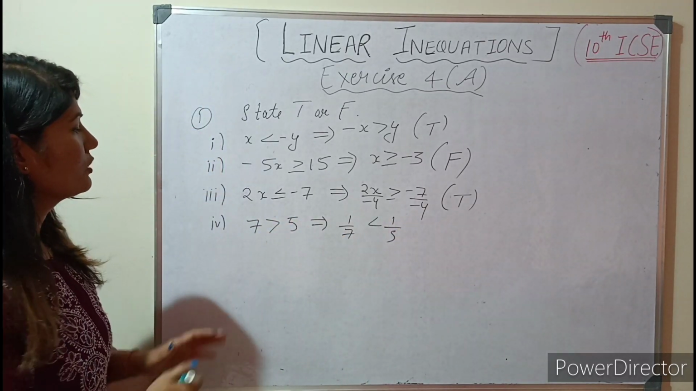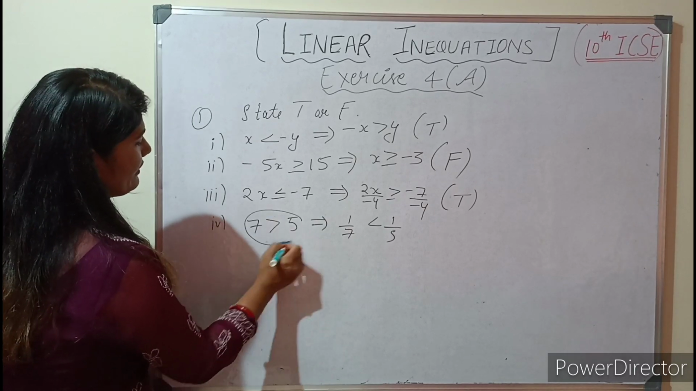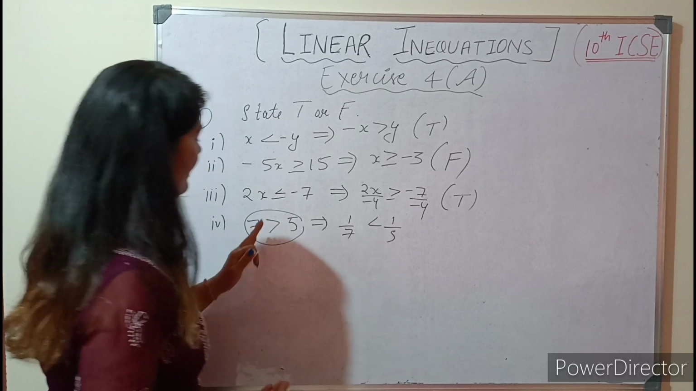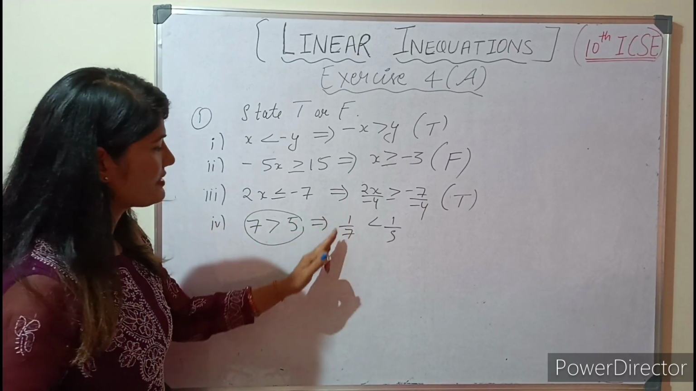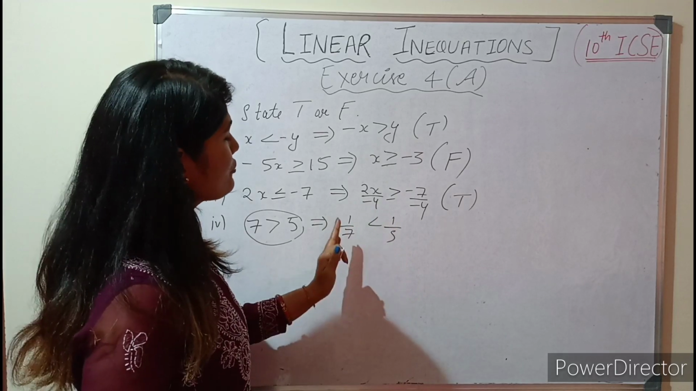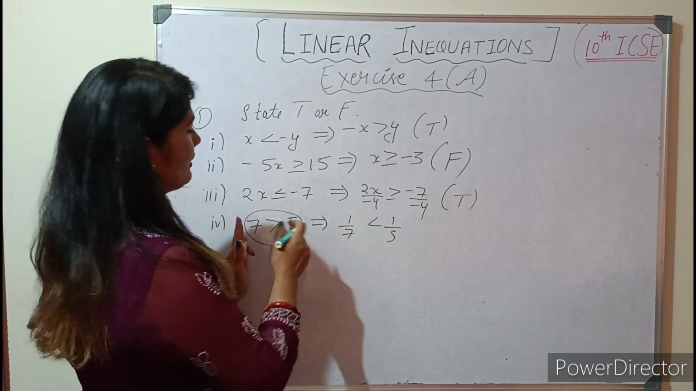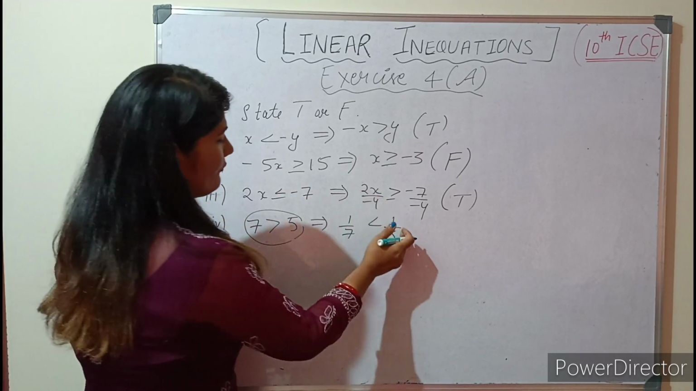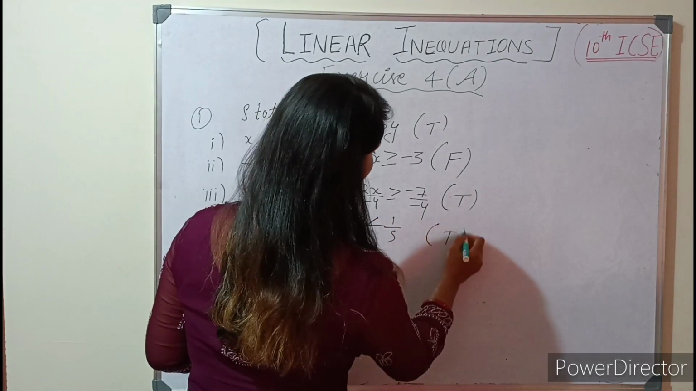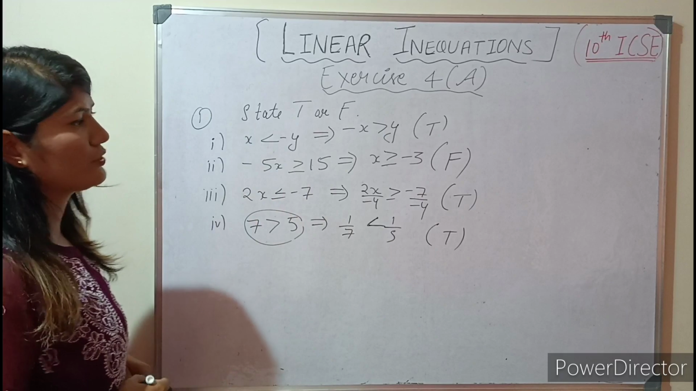Yes, this is true. Because see here in this statement 7 is more than 5. It's correct only. Now if you take the reciprocal of 7, it becomes 1 by 7, and the same reciprocal of 5 is 1 by 5. So now in this case, after taking the reciprocal, 1 by 5 is greater than 1 by 7. So hence it is true. This is question number 1.